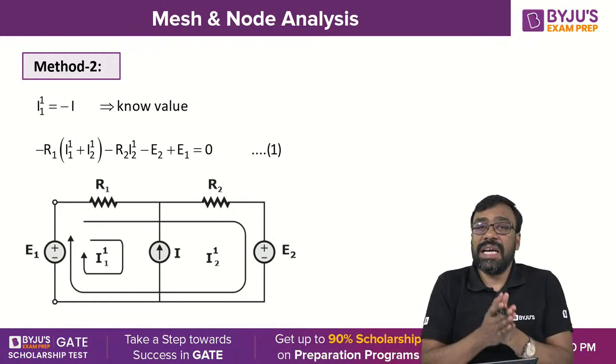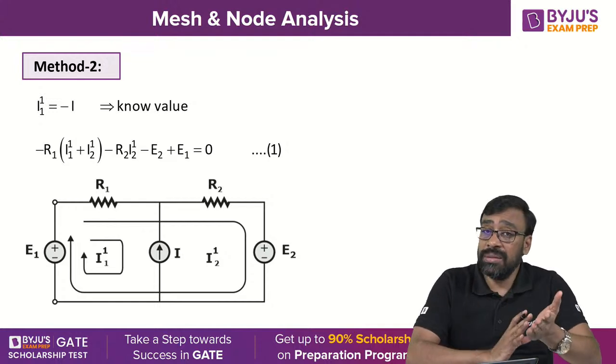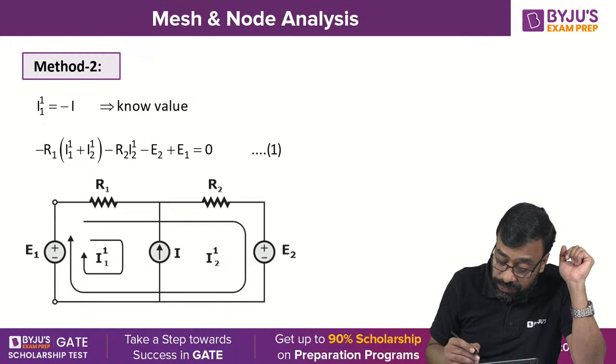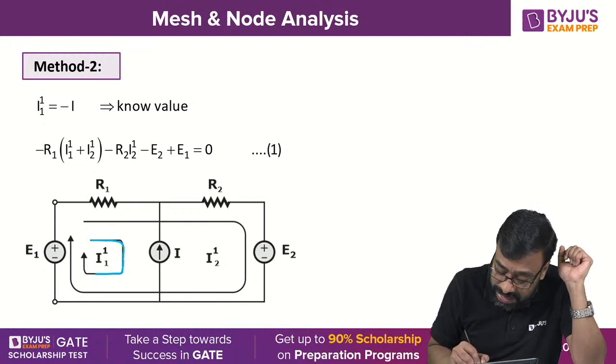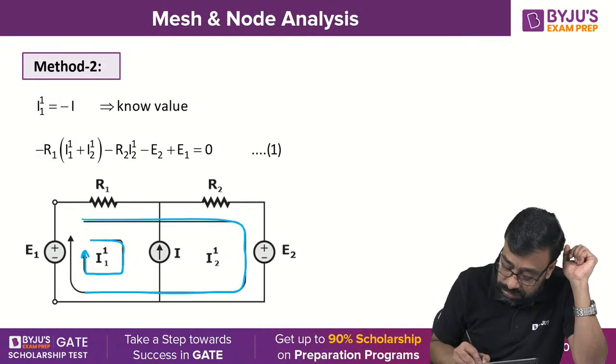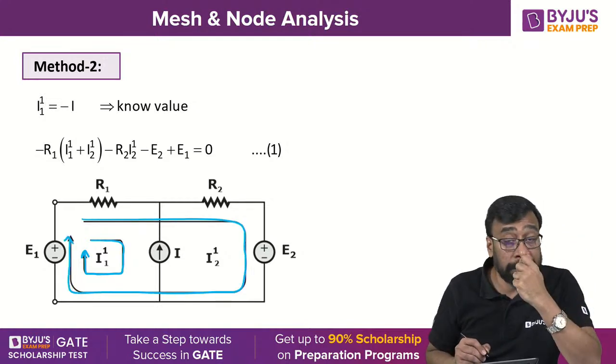After finding I1 dash and I2 dash, I can also come back to I1 and I2. Look at this, how I'm coming. First, I'm selecting this one as I1 dash. This one as I2 dash. So it's very clear.